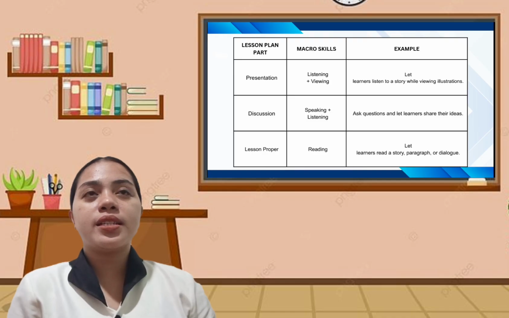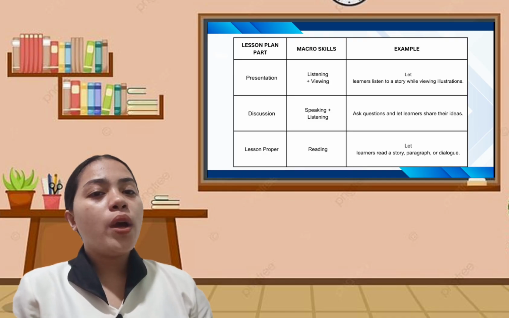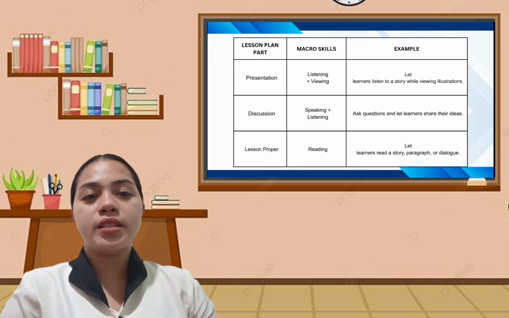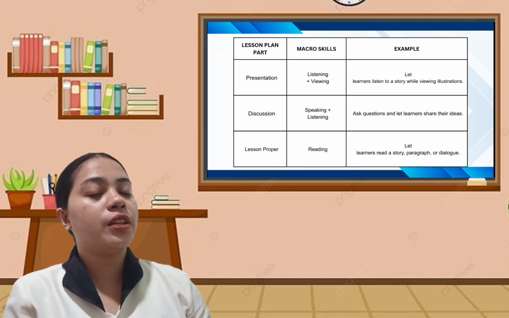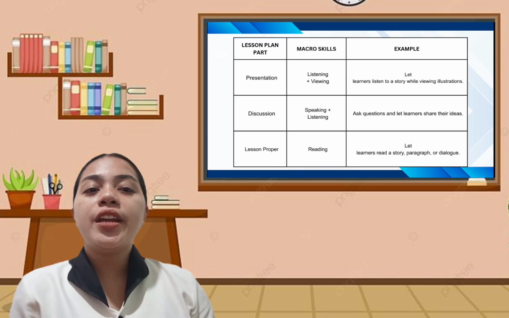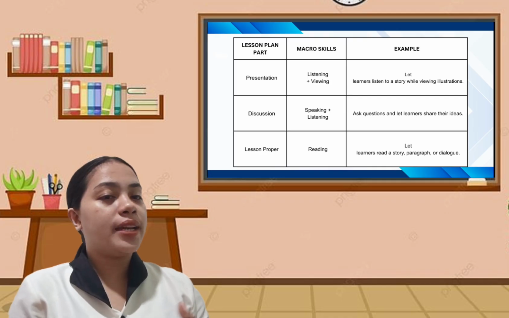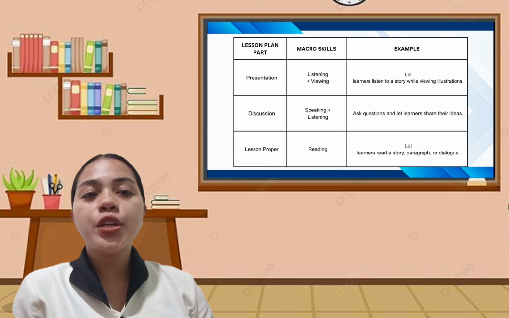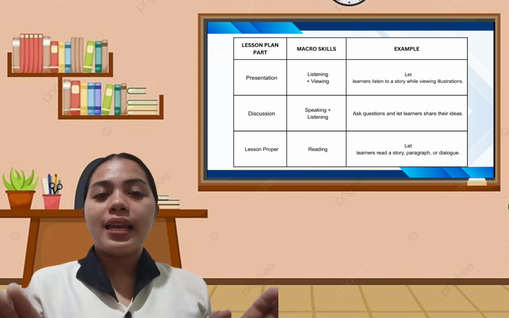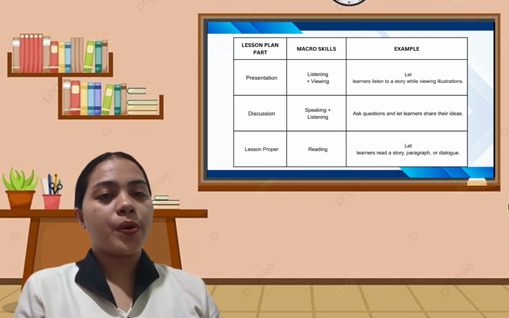For example, the teacher asks, "Why do you think the character made that decision?" One learner gives an answer while the other learners listen. Then another learner can respond or add an idea. So by that, we are integrating or using the different skills. Let us proceed to the lesson proper.